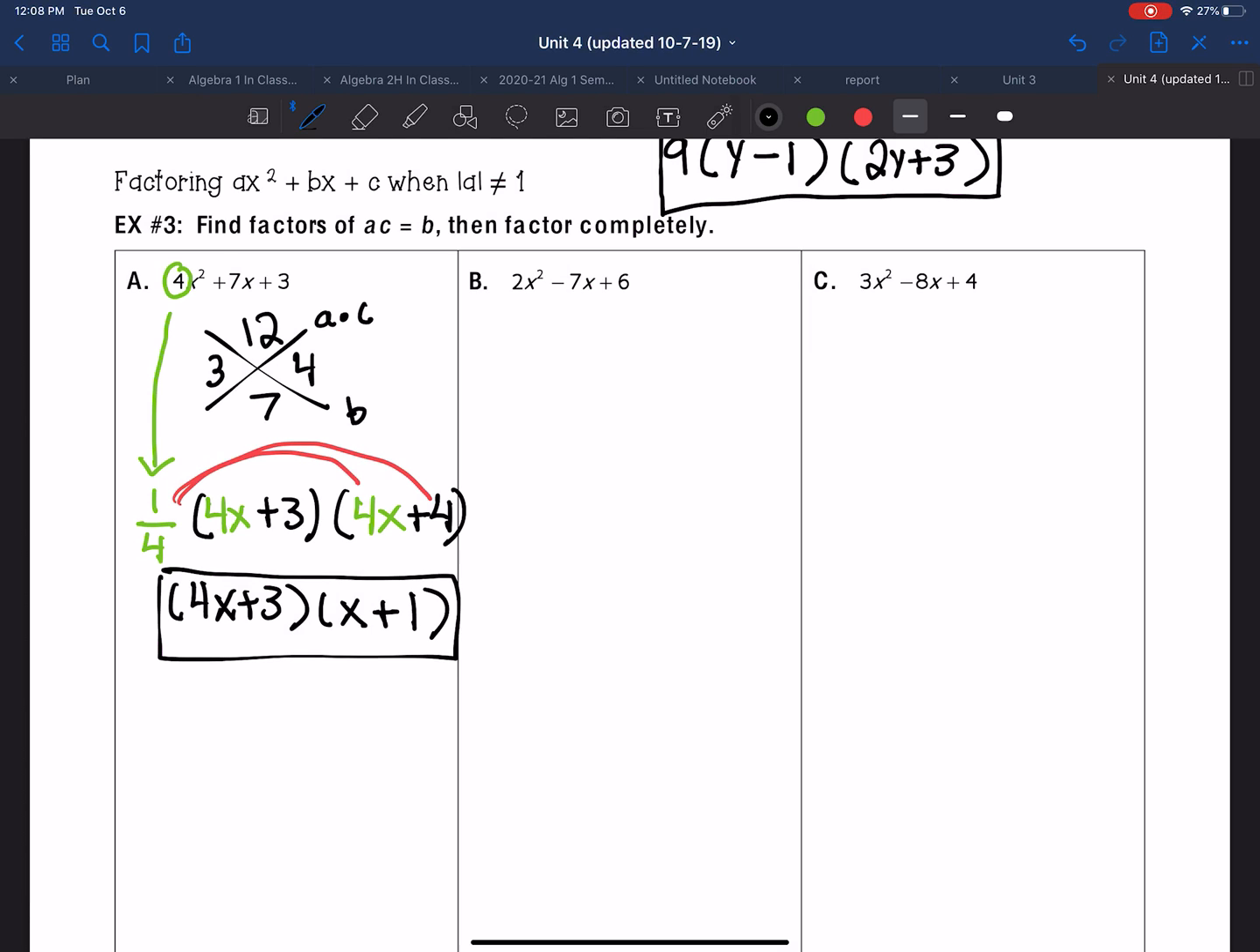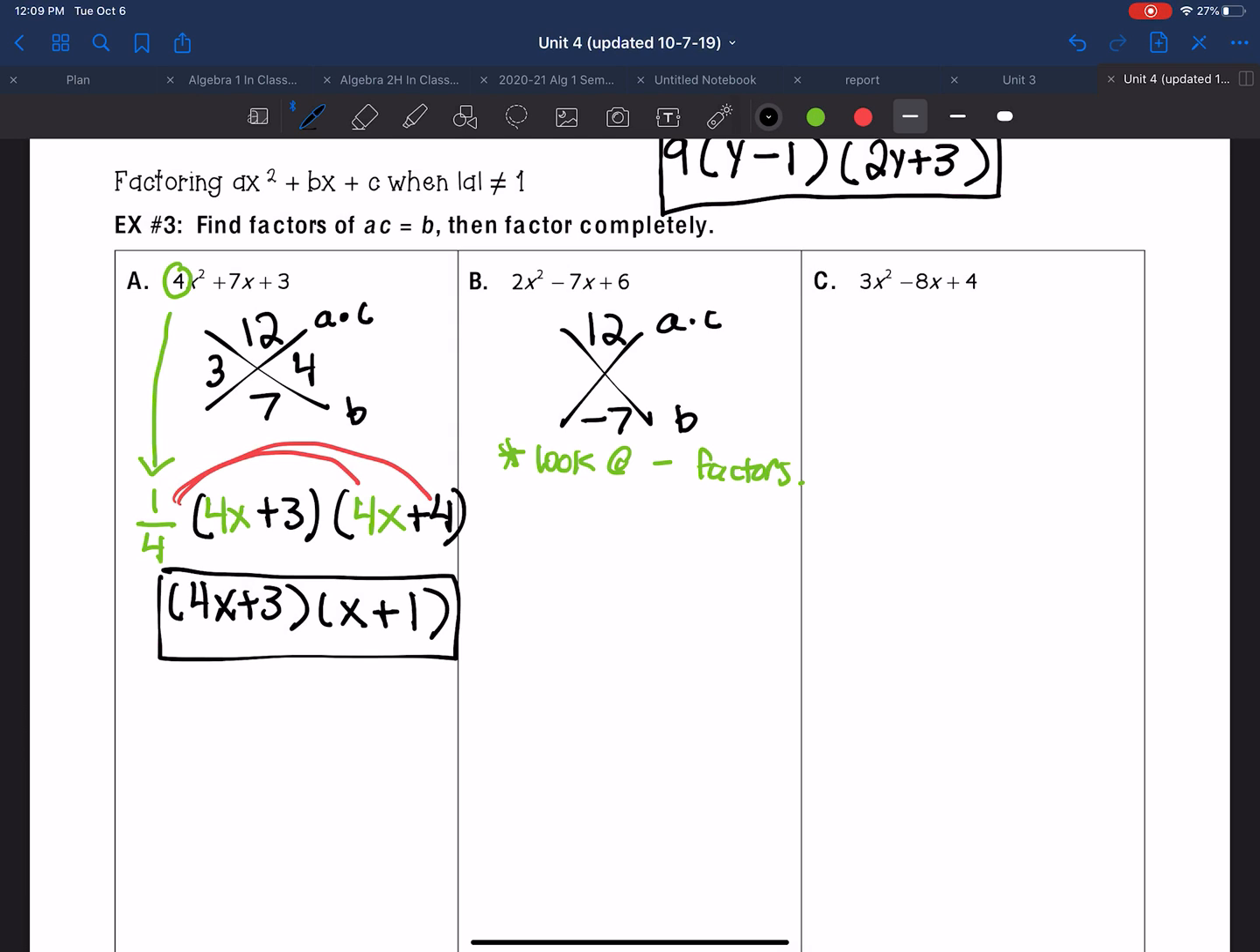All right, next up, 2x squared minus 7x plus 6. First thing I want to do is put my diamond down. A times c goes on the top, b goes on the bottom. A times c is 2 times 6, which is 12. B is the middle term, which is -7. So we need factors of 12 that add up to -7. Once again, we have a negative b term, so I'm going to have to look at negative factors, because the sum of those has to be negative.